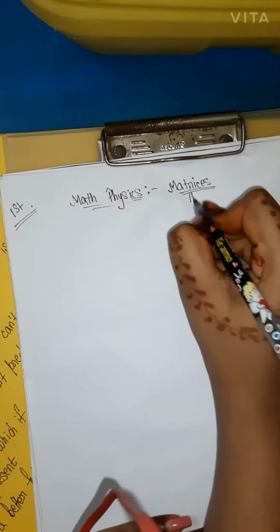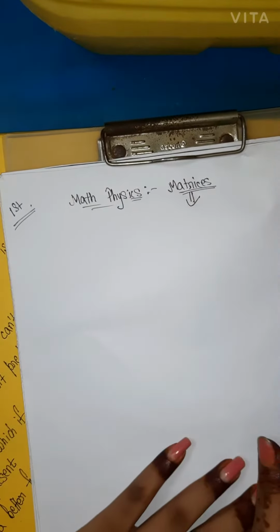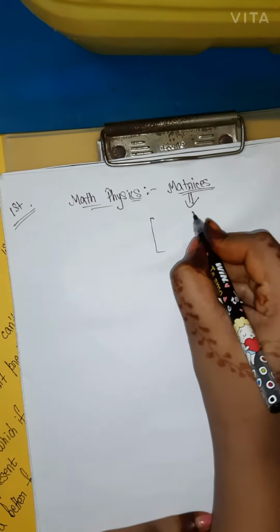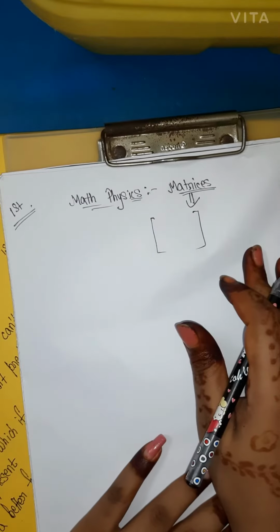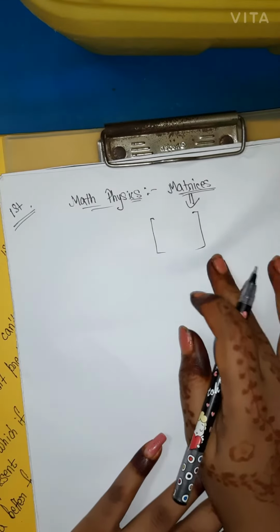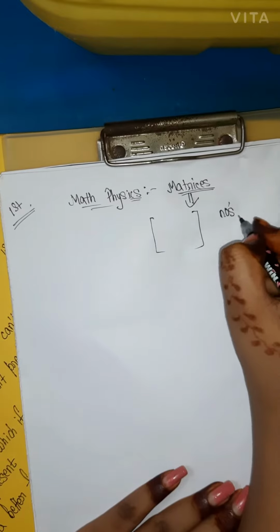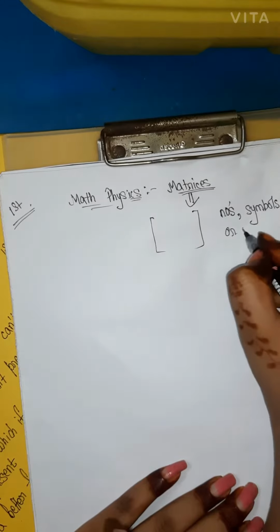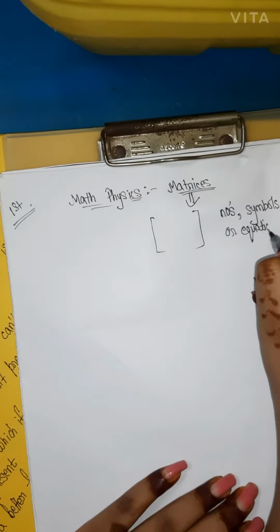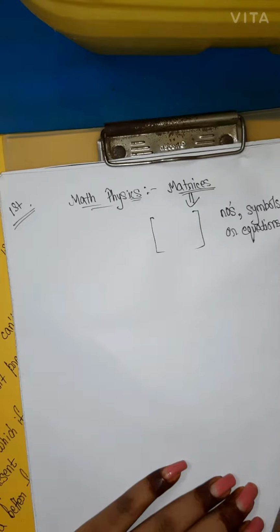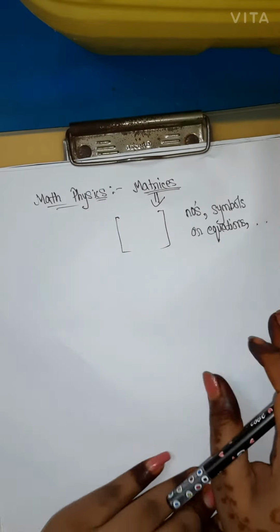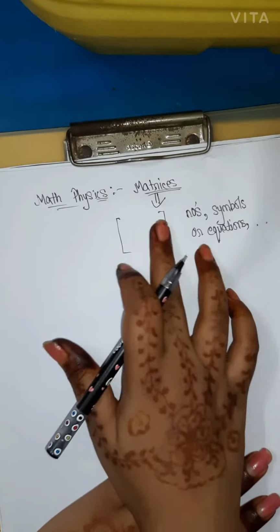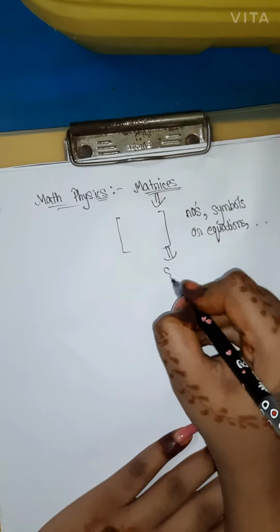Before starting let us describe what is a matrix, or what we say as matrices. These are rectangular arrays of numbers, symbols, or say equations, expressions, etc. Now what do you mean by matrix? That we have denoted this by a square bracket.